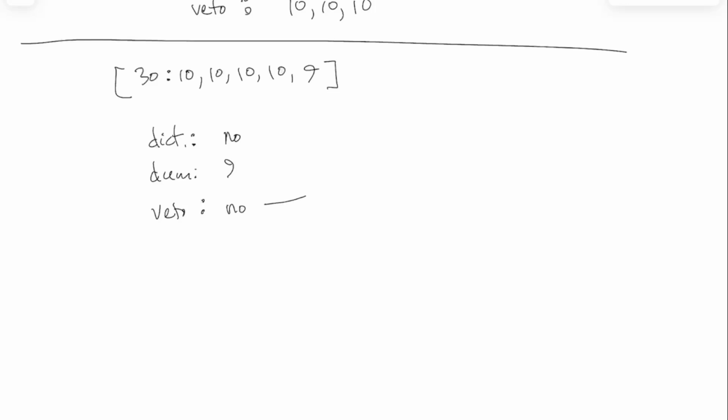This is because no individual 10 is required to get to 30, right? Of course, to get to 30, you do need to use some of the 10s, but there's no single one of them which you need to use every time to get to the quota. All right?